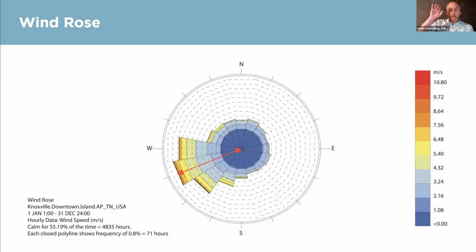from that direction. So this basically means that in this location, downtown Knoxville, most of the wind is coming out of the west southwest direction.